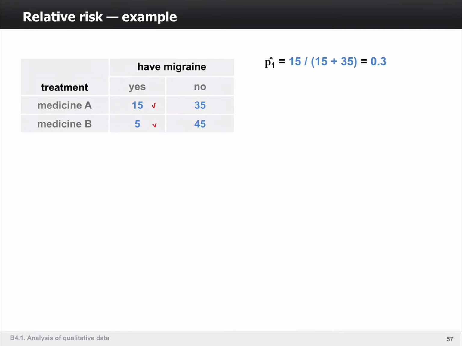Now we can calculate the proportions. The proportion of people who got the migraine in the first group is 30%. So 30% of those patients who got medicine A got the migraine. The proportion for the second group is 10%. So the relative risk in this case is 3. It means that if you take medicine A, you have 3 times larger risk to get a migraine than if you take medicine B. Or you can calculate it vice versa, the relative risk to get a migraine if you take medicine B instead of medicine A. In this case it's 0.33. So you have 3 times less risk to get the migraine.